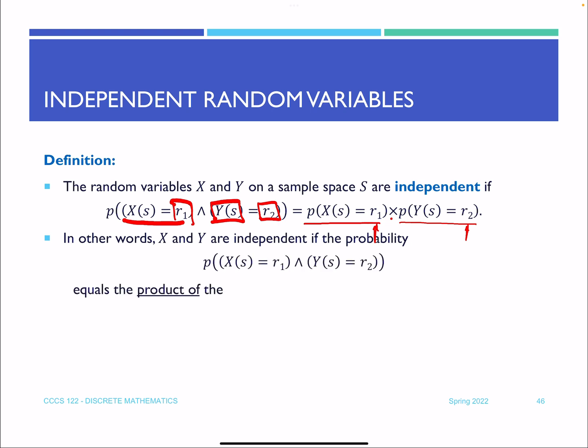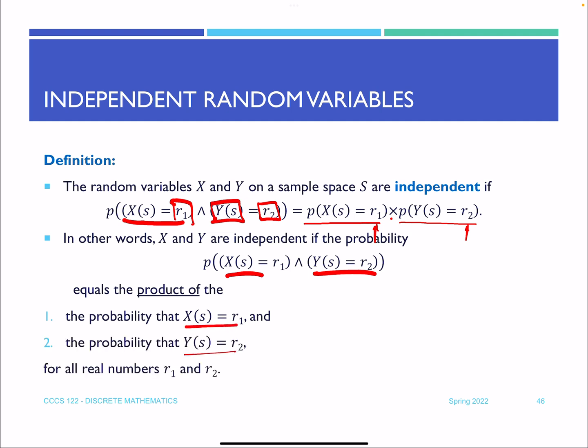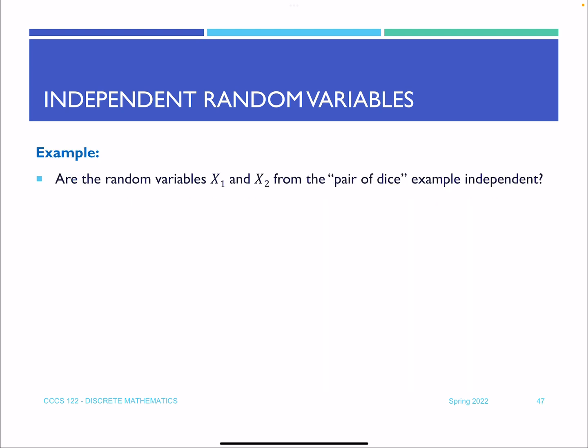And the probability that two outcomes occur jointly for x and y equals the product of the probability that x takes on one specific value and y takes on the other value, for any of the numbers that x and y map to.